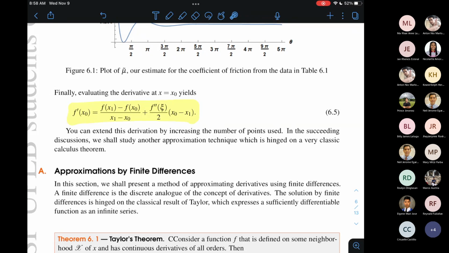Right? So if I will ask you, look at equation 6.5. So if I will use this formula for my derivative or my estimate for the derivative, how can I make it accurate? Kung gusto ko ng accurate na estimate para sa f prime of x sub 0, taking into account formula 6.5, paano ko mapapaliit yung error?